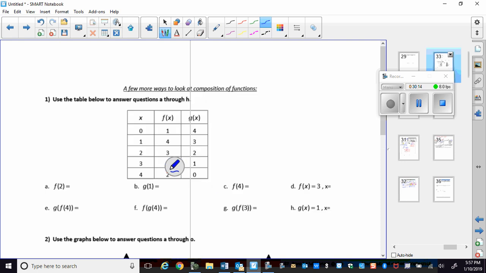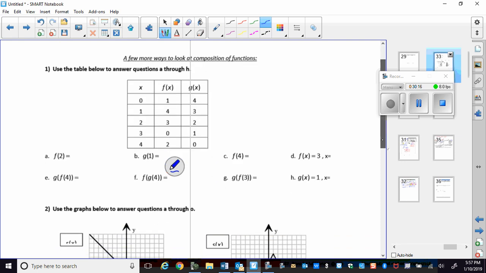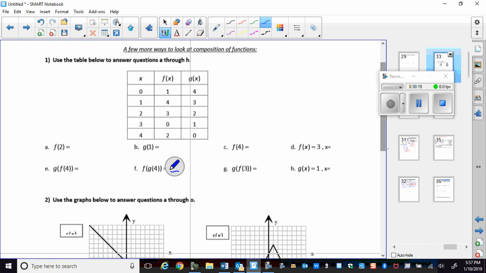Moving on to compositions with tables. So a few more ways to look at compositions of functions. So we always start on the inside when we're using the tables, and then we move out to whichever function we're working with. So for f of 2, x equals 2, I want to know what f of this 2 is, and I look over and it equals 3. Okay? For g of 1, I go to where x equals 1, so it equals 1 right here, and here is g of 1, it equals 3.